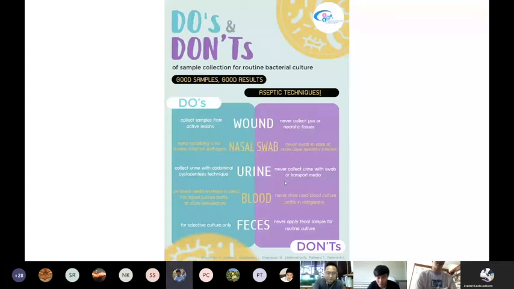And the question is from Apisit Wangleum from Group 5. Is there any exception where you can do the nasal swab in an acute upper respiratory infection case?